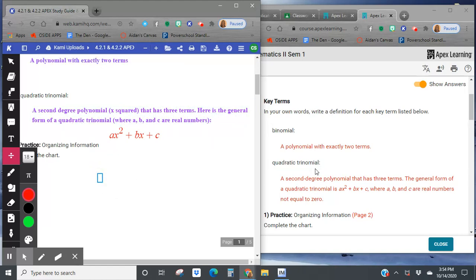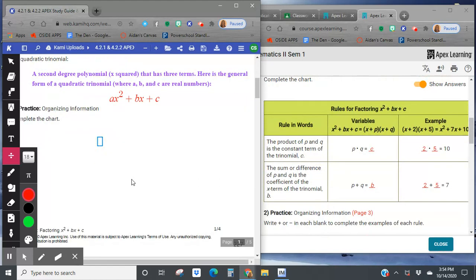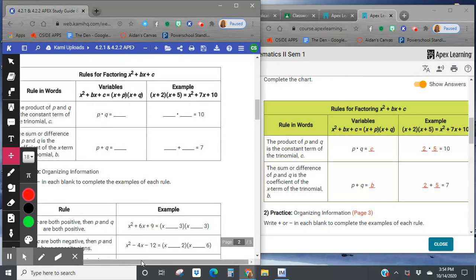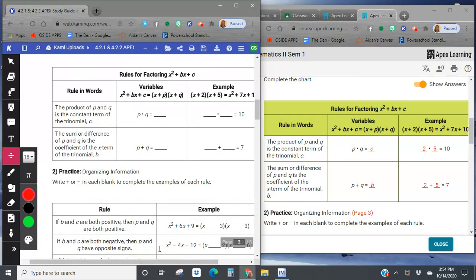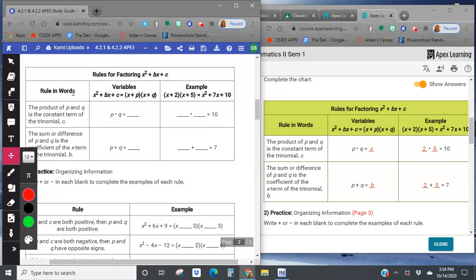Okay, so now we're going to go through the practice with a little chart here. All right, so here's the rule in words. I've got this x squared plus bx plus c. That's my standard form of a quadratic trinomial. And this is going to give us two factors, p and q, where the product of these forms the constant term at the end, c, and where the sum or difference of these forms the coefficient of the middle, b.